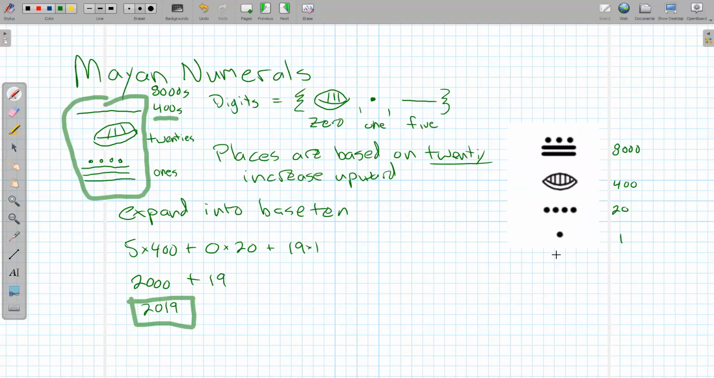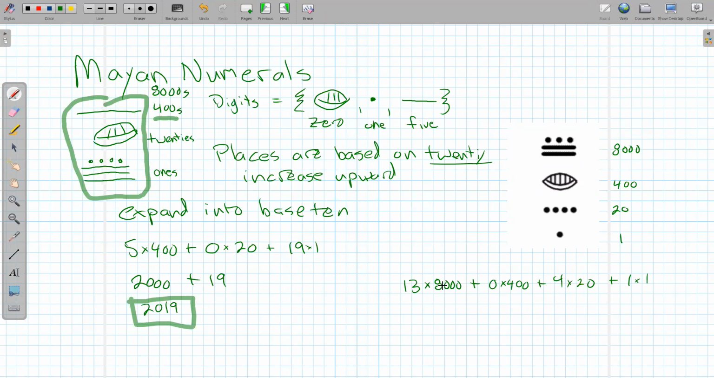If I think this is the interpretation of the Mayan numerals, then I've got 13 8,000s, and then I have no 400s, and then I have 4 20s, and then I have 1 1.